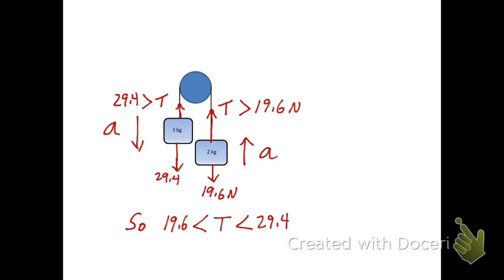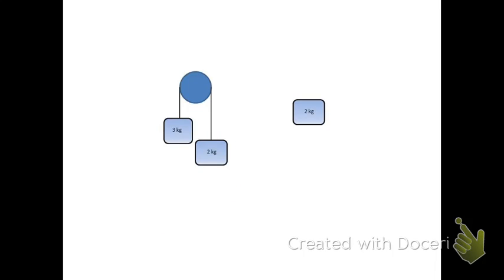Let's take a free body diagram of the system again, and this time I'm just going to look at the 2 kilogram mass. I could equally do this using the 3 kilogram mass. It's going to turn out exactly the same. What do I know about it? I know it's accelerating upward. I know its weight is 19.62, and I know the force of tension has to be greater than 19.62 if it's going to accelerate upward.